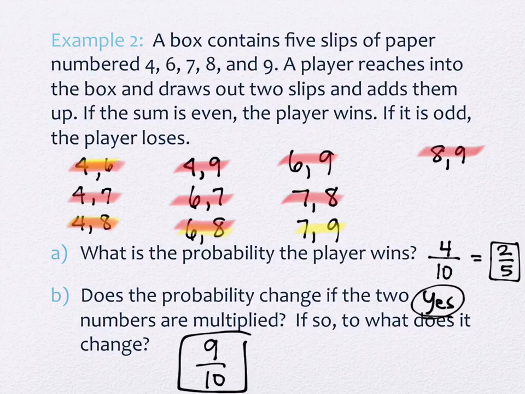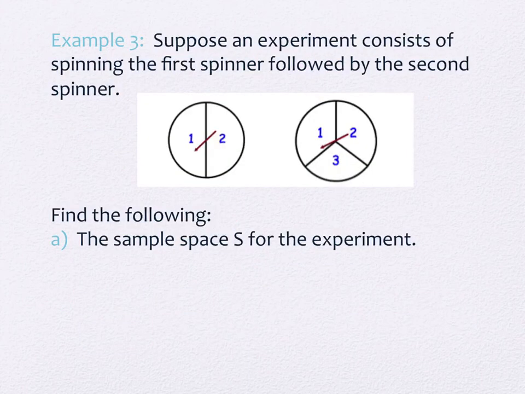Okay, let's take a look at one more. I think we have time for my spinner question, and then we'll stop for today. Suppose an experiment consists of spinning the first spinner, followed by the second spinner. Part A wants us to write the sample space for the outcomes. So sample space really is just a collection of all outcomes.